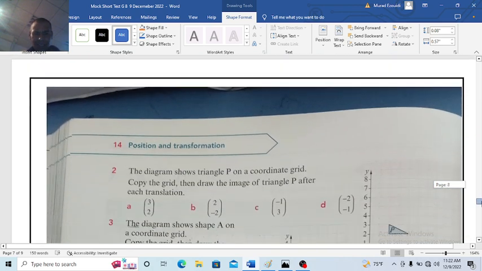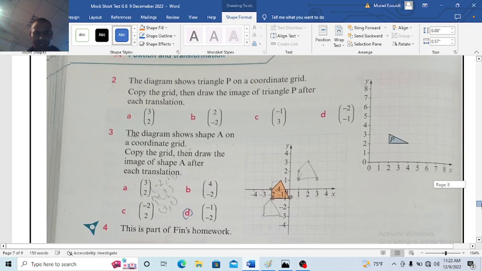I wish that's clear at least for you. Now the question is, the diagram shows triangle P on the coordinate grid. Copy the grid, then draw the image of P after its translation. Here we have the vectors (3, 2), (2, -2), (-1, 3), (-2, -1), which means this triangle P has to move 3 units to the right and 2 units up. In example B, 2 units to the right and 2 units down, and this is 1 unit to the left and 3 up. This is 2 units to the left and 1 down.